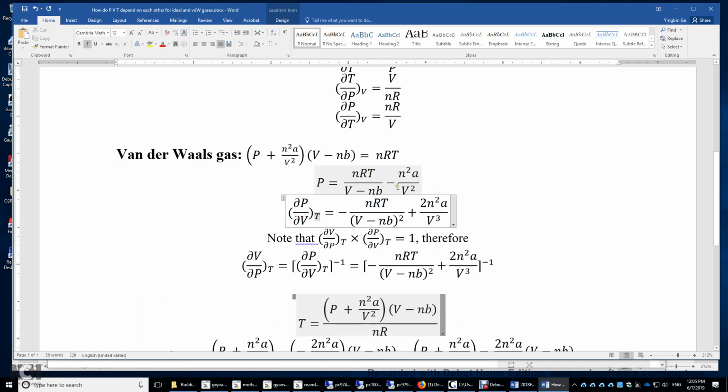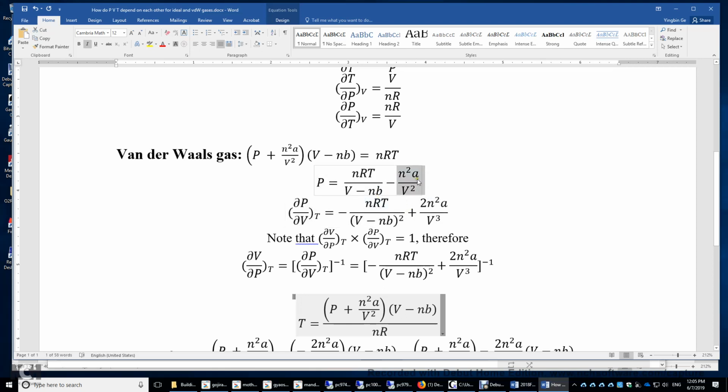If we hold the temperature constant, you can tell that there are two terms, both depend on volume. So we take the first derivative of this term, and nRT is a constant, so we have this constant here. And then we just take the first derivative of 1 over V minus nb. That's going to be just -1 here, and then V minus nb to the power of -2. And then using the chain rule, we need to take the first derivative of V minus nb with respect to V. That happens to be 1.